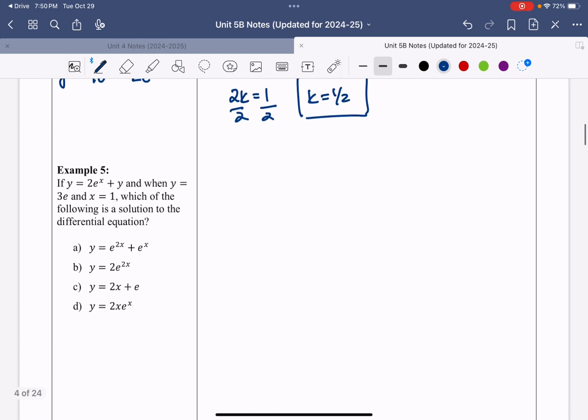Okay, last example. Example 5 says that if y prime is equal to 2e to the x plus y, where y is equal to 3e and x is equal to 1, which of the following is a solution to the differential equation? All right. Okay, and I do remember that there was a typo on this. This should be a 2e, so go ahead and change that.